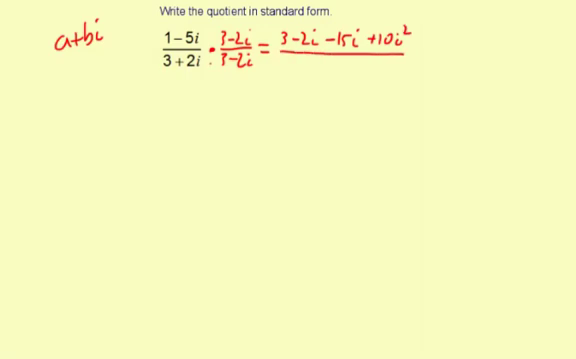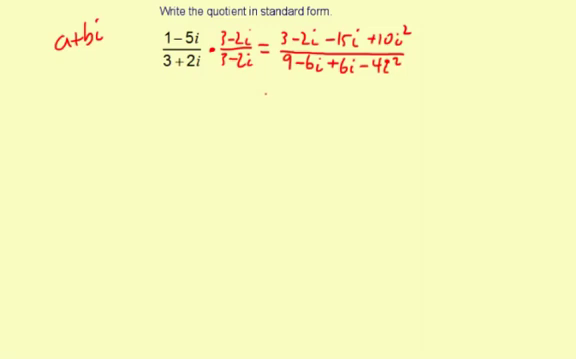Then the denominator, 3 times 3 is 9. Then 3 times negative 2i is negative 6i. Plus 2i times 3 is plus 6i. And then positive 2i times negative 2i is negative 4i squared.